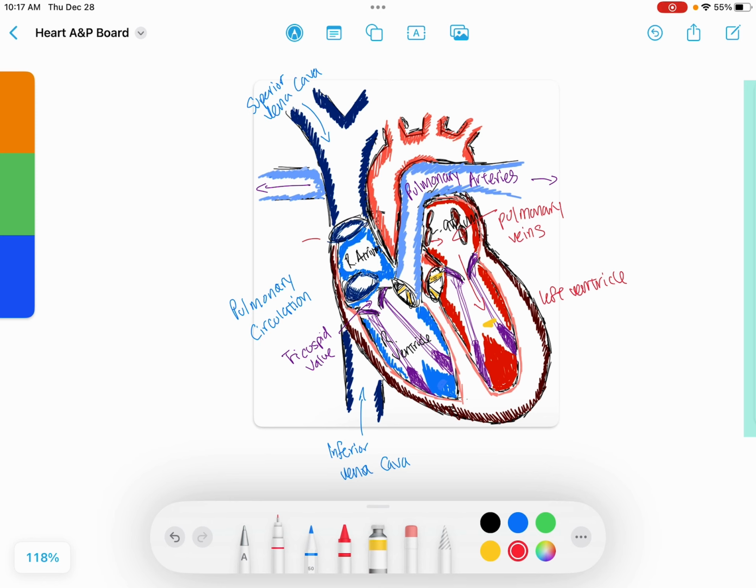It has to pass by a one-way valve. This one's the mitral valve. And then when the left ventricle contracts, it's going to pump that blood through the aortic valve. The aortic valve is getting forced open. That blood's going to go through the aorta, and it's going to get disseminated to the rest of the body. And so when we refer to the left side of the heart as systemic circulation, that's why.